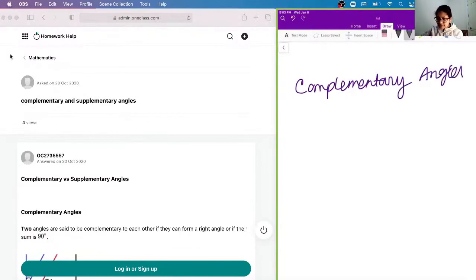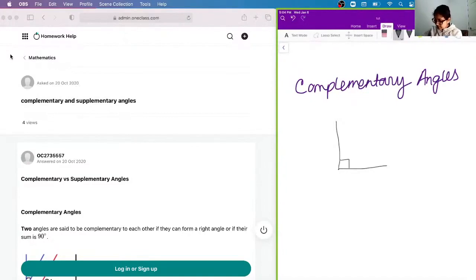Complementary angles are two angles that form a right angle, or whose sum is 90 degrees. A complementary angle is formed by the sum of two angles that make 90 degrees, or a right angle. So basically this is your right angle.